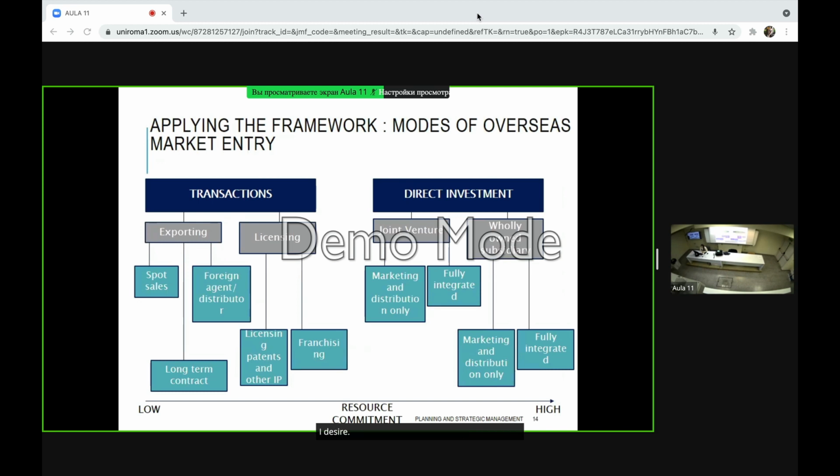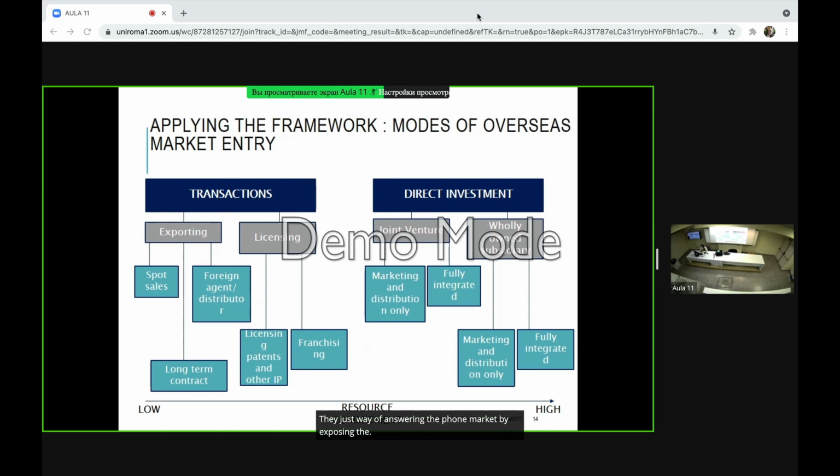These are the modes of market entry, and they depend on the resources commitment. On one side, we have transactions. On the other side, direct investment. Exporting is the easiest way of entering a foreign market.